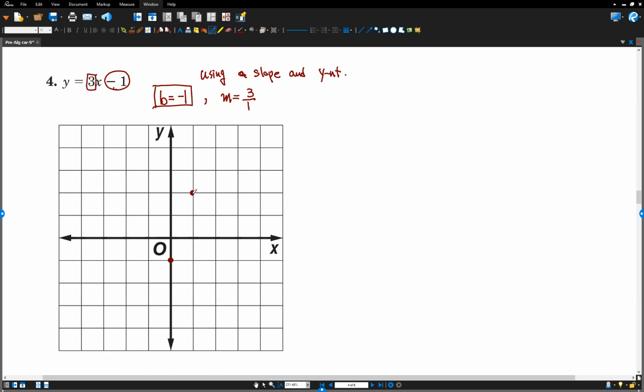If you got 2 points, what's the next one? Follow the pattern. You start from here, 1 right, 3 up. That is the next point. Going down, 3 down, 1 left. 3 down, 1 left. That is another point. Now connect the points with a line.